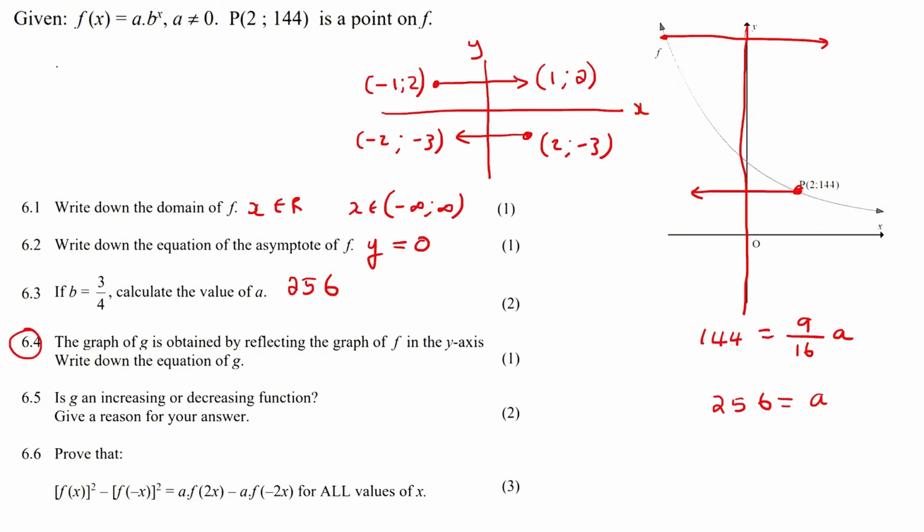So the way that you do that now is you say that g of x is the same as the equation of f of x, where a is 256 and b is 3 over 4. Remember, you can't multiply these two together because there is an exponent. But now instead of saying x over here, you are going to say minus x, because the x values become the opposite of what they were. And that's it. They will accept the answer just like that.